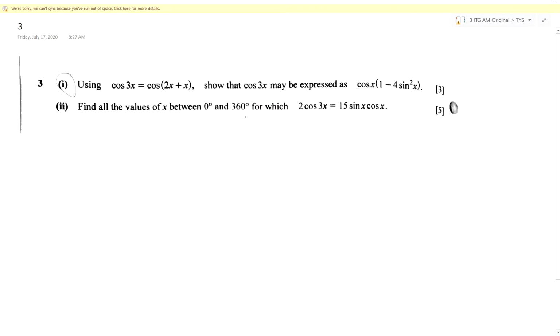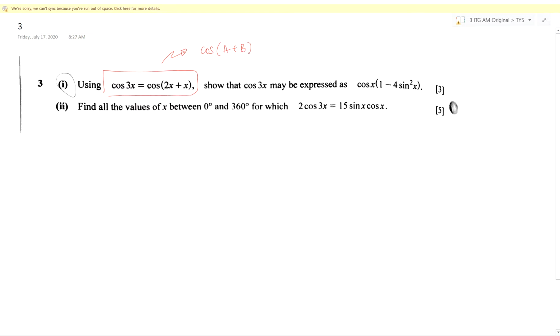The next question we are going through is question 3 part 1. Now they give us a clue. Break cosine 3x into cosine of 2x plus x. So one of the formulas that we have learned is the expansion of cosine a plus b.